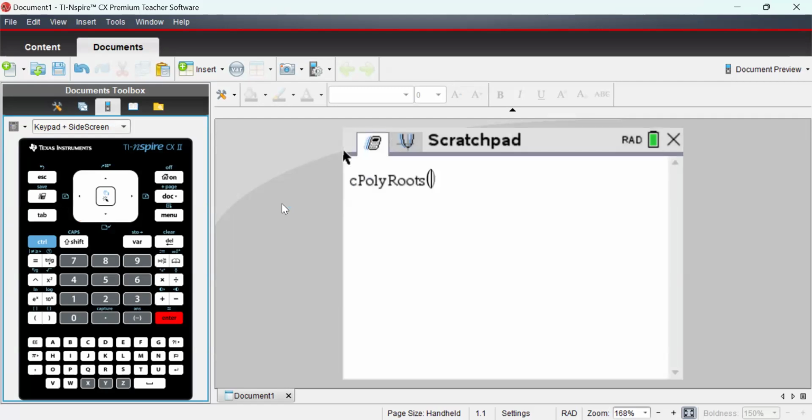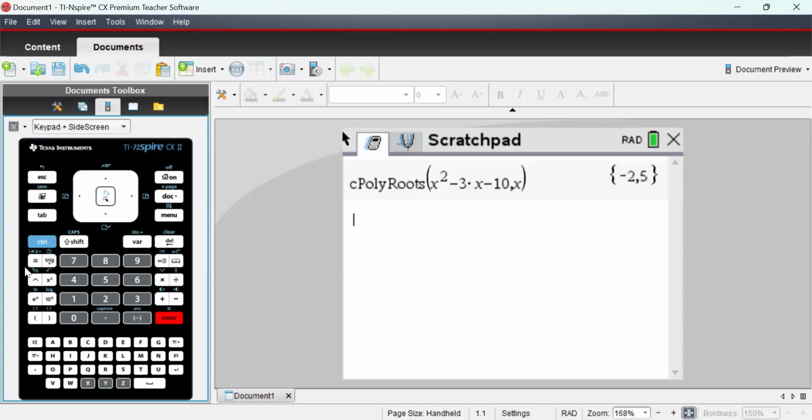All right, so I'm going to put this equation in. It's going to be a little bit different than numerical solve. The equation is equal to 0. Now with C poly roots, you don't put an equal sign. Everything has to be on one side. It has to be equal to 0. You're not going to put the equal in. You're going to put comma X though at the end like we do with numerical solve. And then you hit enter.